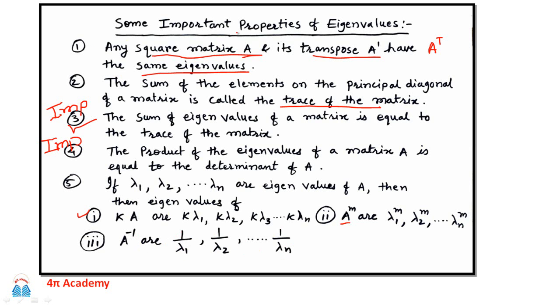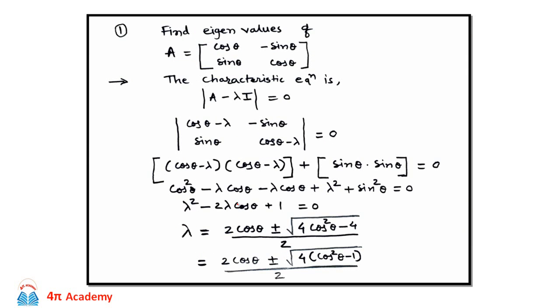So these are very important properties, and if you remember these important properties, then we can solve many problems on the basis of them. Now let us take one problem: find the eigenvalues of a matrix A which is given as cos theta, minus sin theta, sin theta, cos theta.